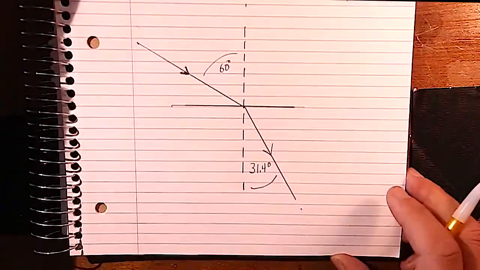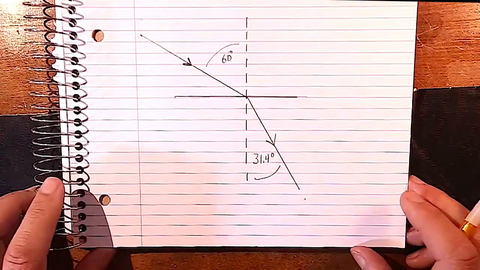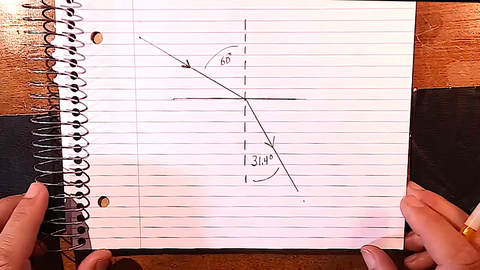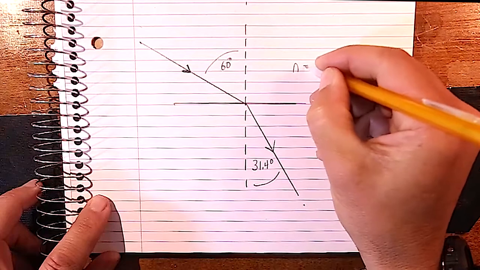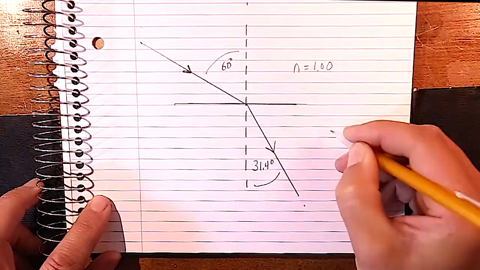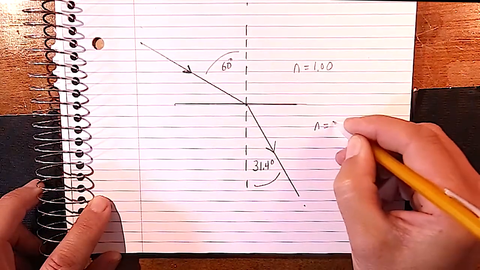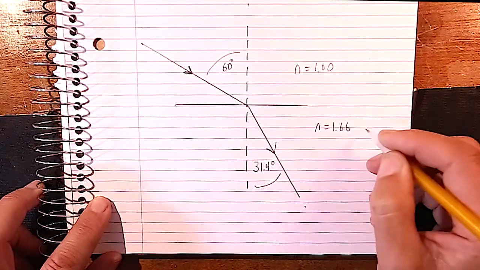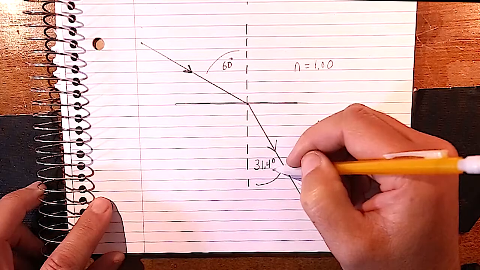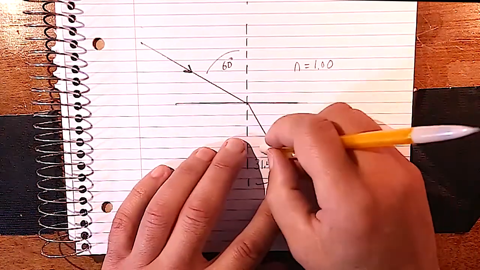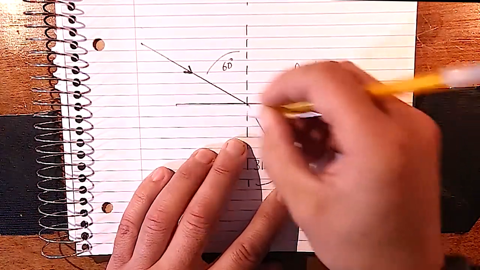There's one more thing that you should know about these problems, and that is that the problems are reversible. So if we start out with n equals 1.00, entering into n equals 1.66, our flint glass, we get an angle of refraction of 31.4. But what if the light rays were going in the opposite direction?